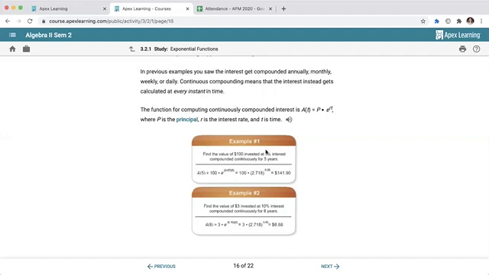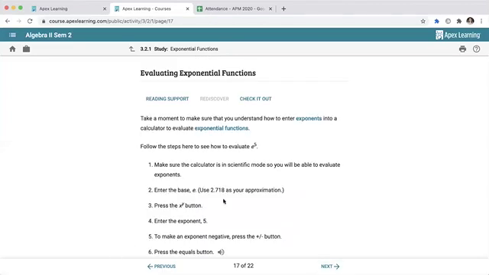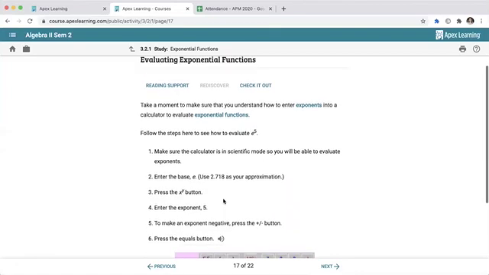So if we plugged in here $100 invested, 7% interest, compounded continuously for 5 years, the key phrase there is compounded continuously. That's going to tell you you're going to use this equation rather than the equation on the last page. So all you do is plug and chug through those values.